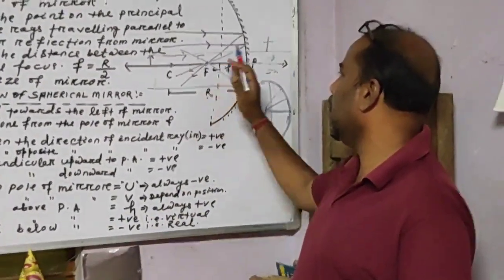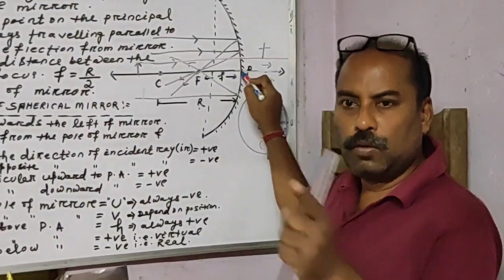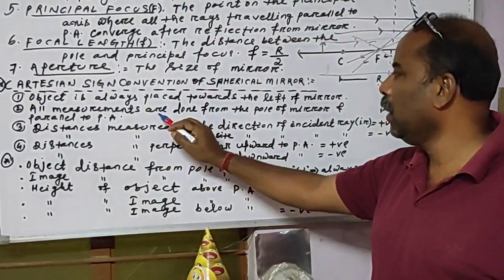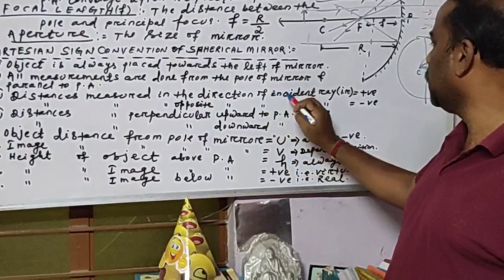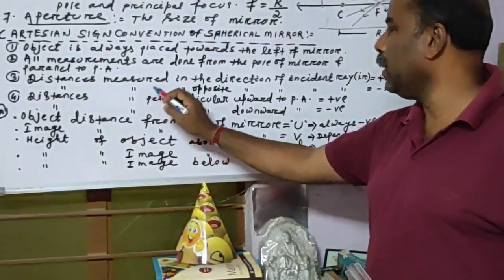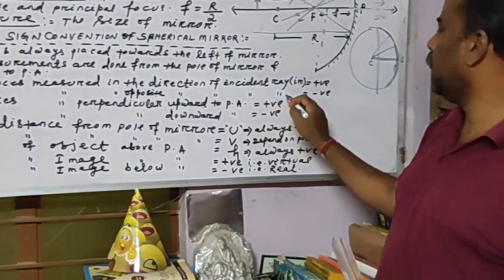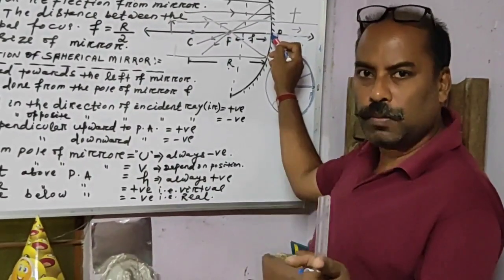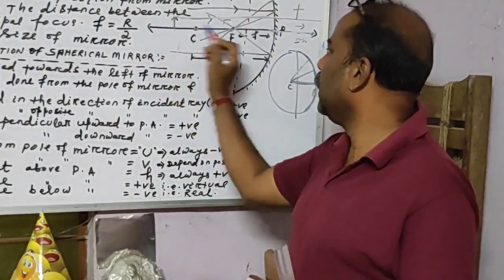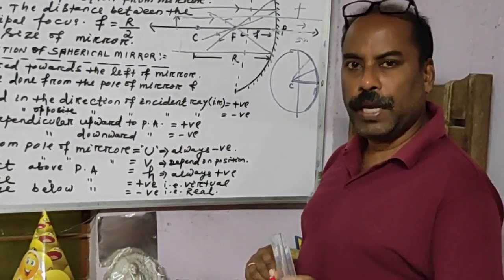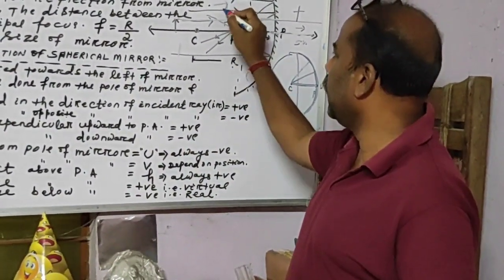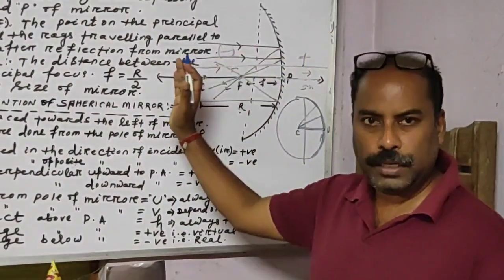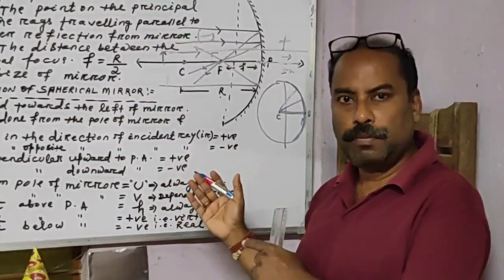That means, shortly, from the pole of the mirror towards the right side is positive. All the measurements in the direction of the incident ray are positive, and all the measurements in the opposite direction of the incident ray are negative. As the ray is going left to right, if we start measuring from the pole of the mirror in the opposite way, then all these measurements are taken as negative. So this side is negative, this side is positive. Mirror is here: right side positive, left side negative; in front negative, behind positive.